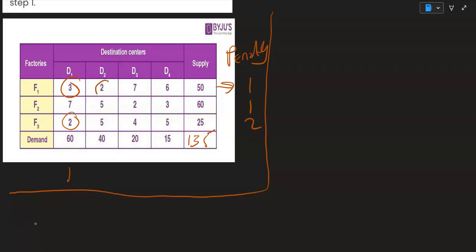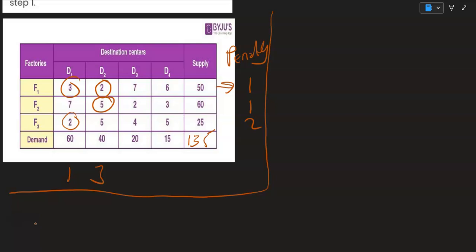For D2, you have 2 being the smallest, the second smallest is 5. And you have 2 5s there, so you can pick any of the two. There's no difference. Okay, let's pick this one. The difference is 3, right?